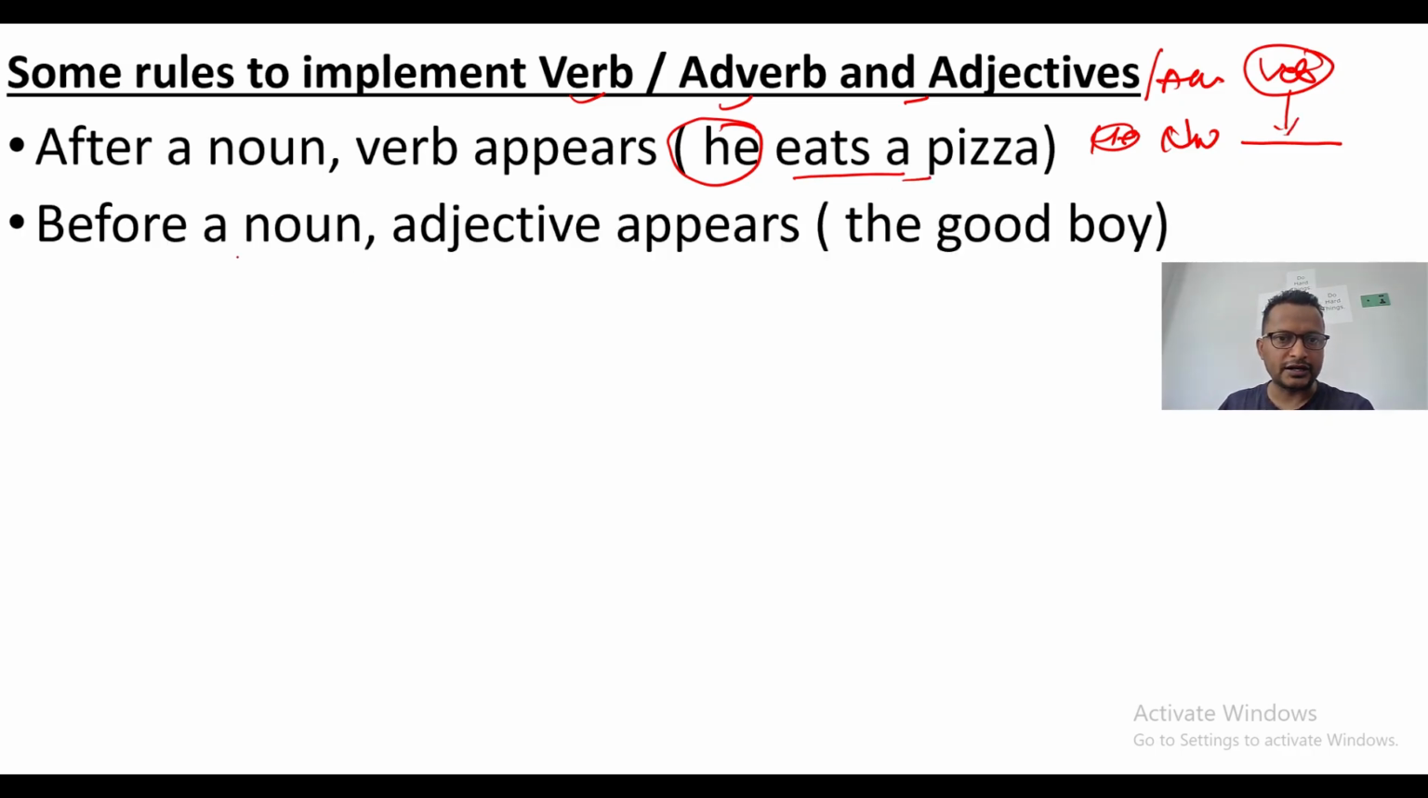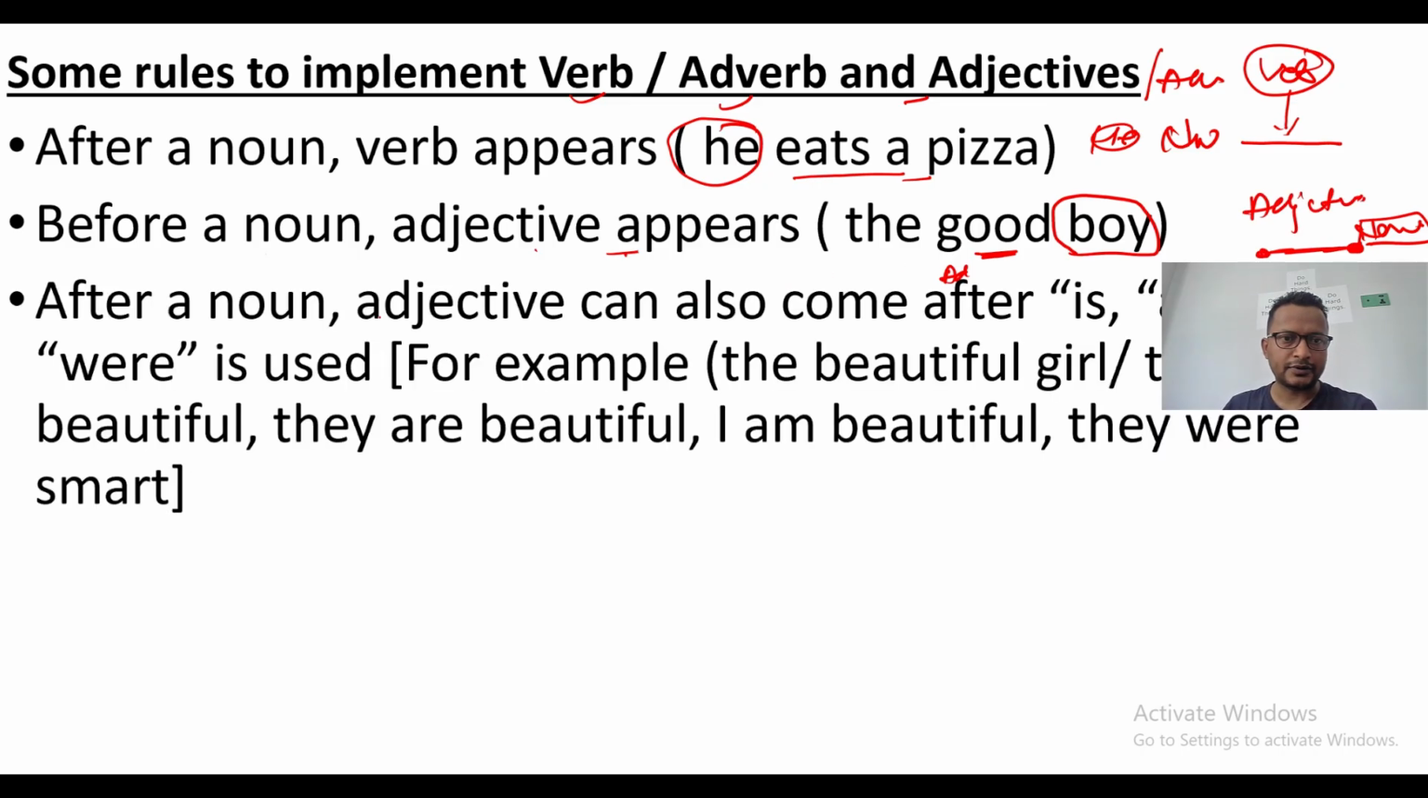Similarly, before a noun, an adjective can come, right? For example, boy. Boy is a noun. Before a noun: the good boy. See, good is an adjective. When you are solving the blanks, if there is a noun and before that noun there is a blank, then there is a chance that it is an adjective, right?